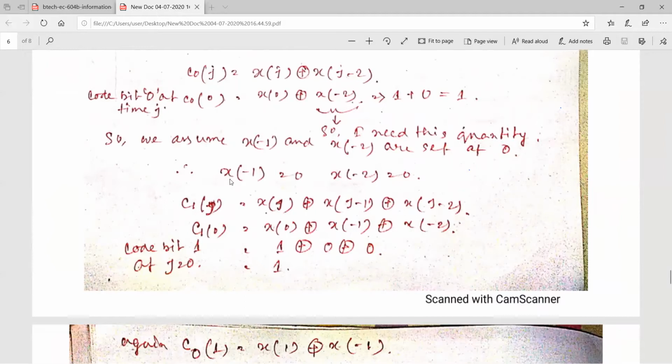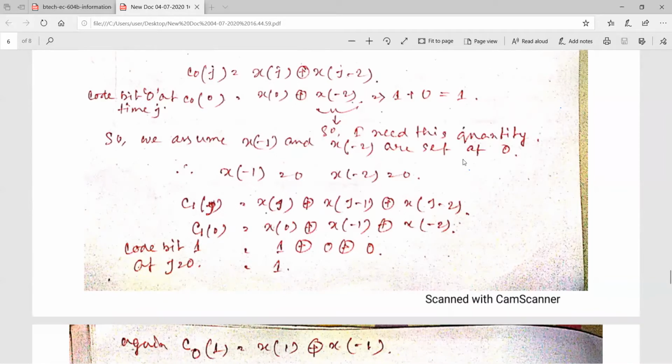Okay, so here in this example, we have taken x of -1 and x of -2 equal to 0. That means we have initiated the encoder timing controller, which is called FSSM, by 0 0. That means the state diagram is starting from 0 0. So we have initiated the timing of the encoder as 0 0, because x of -1 and x of -2 depict the past values, so they are 0 0. So we are starting from 0 0.